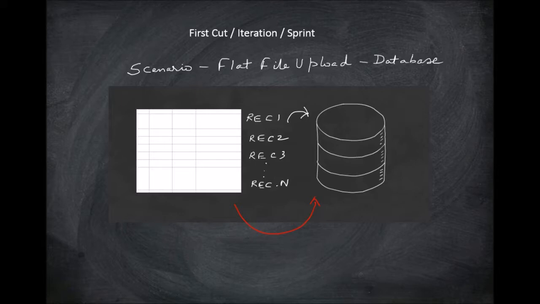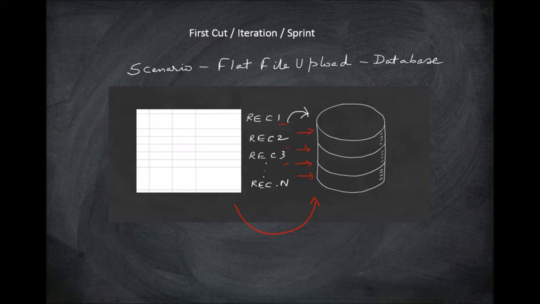Let us say that the problem statement is you want to upload a flat file into the database, which has n number of records, and it could be from a flat file or a typical Excel file that you plan to upload into the database. Let us keep things very simple. In the first iteration on day one, you're simply uploading all of this data into the database without any other complicated features being added to the proposed solution.